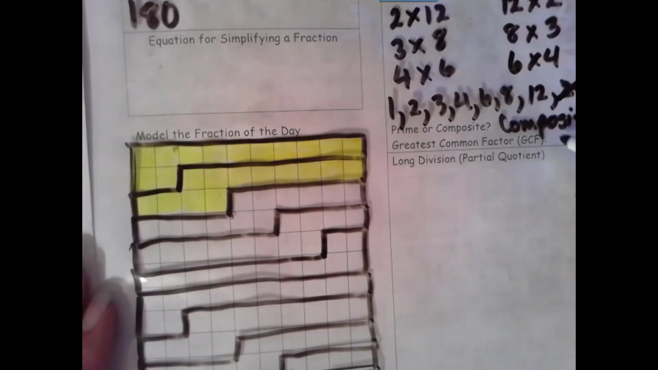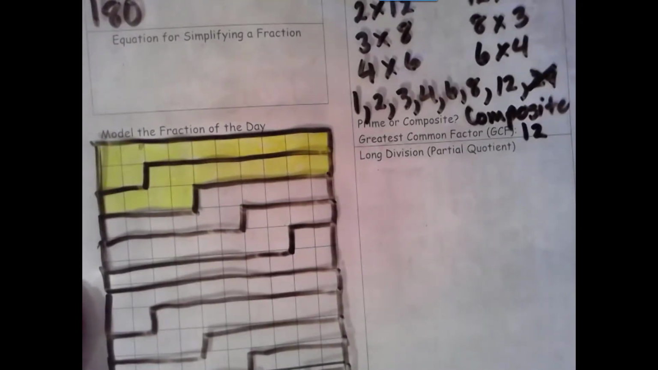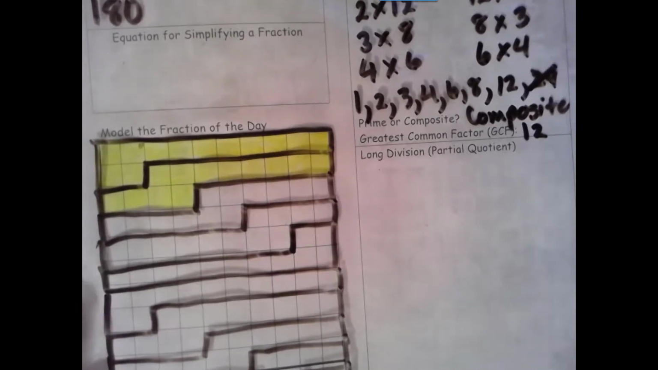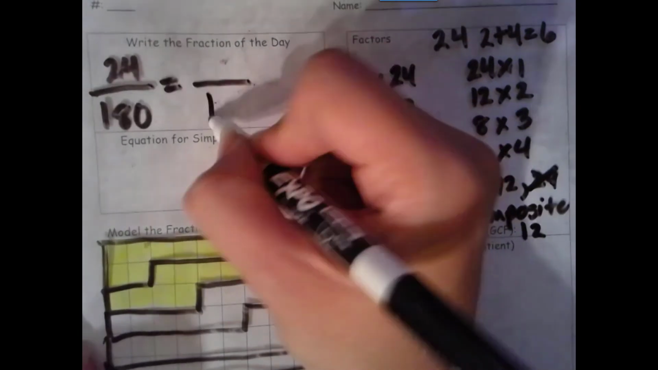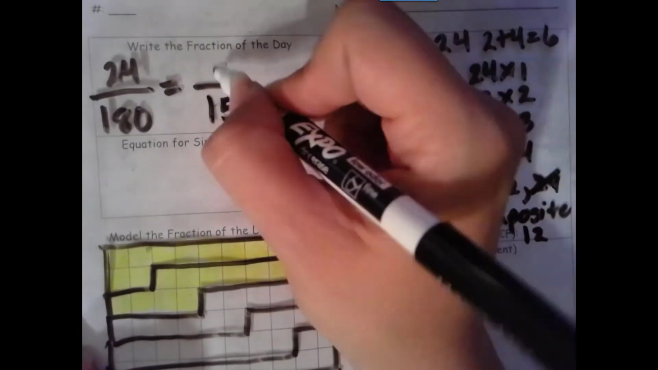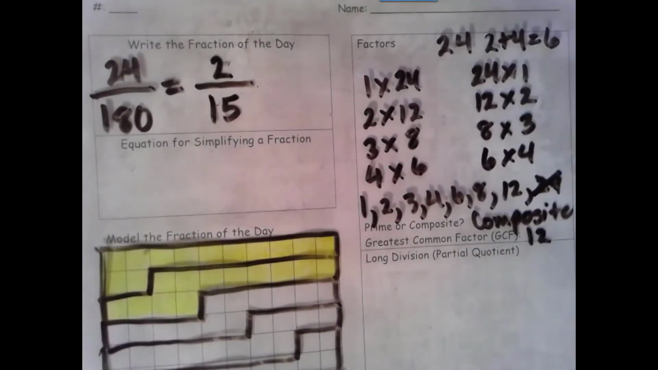Well, no remainder. Everything's in a group of 12, so that means 12 is our greatest common factor. So let's go ahead and count up our total amount of groups of 12. So we have 1, 2, 3, 4, 5, 6, 7, 8, 9, 10, 11, 12, 13, 14, 15. And I have 1, 2 shaded in.